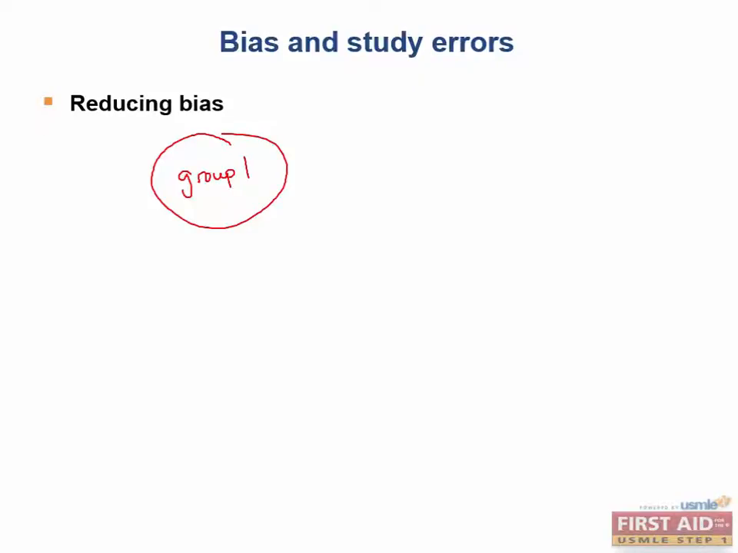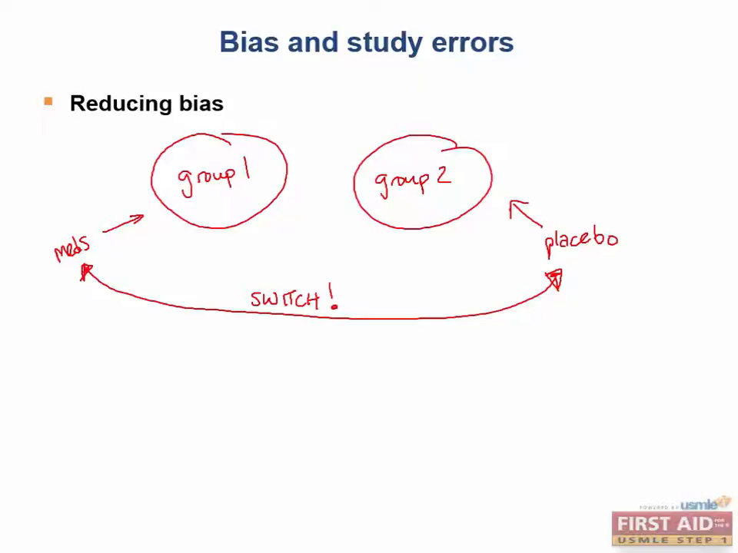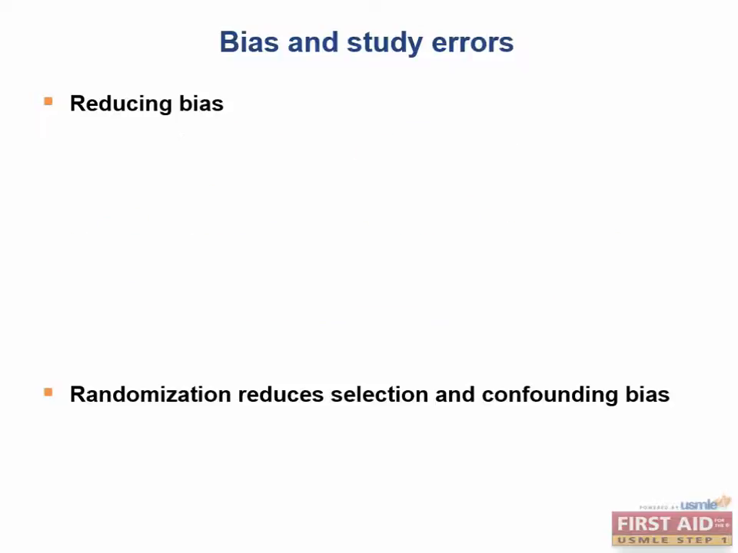This means that if Group 1 receives a drug and Group 2 receives placebo, at some later point in the study, Group 2 would receive the drug and Group 1 would receive the placebo. In this way, both Group 1 and Group 2 act as their own controls, and many different forms of bias are eliminated in this manner.